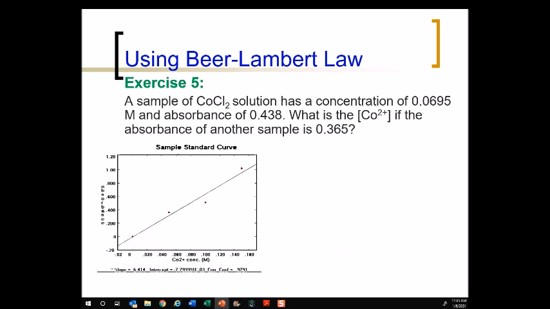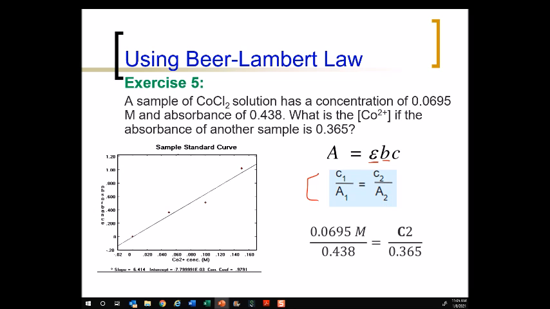Another thing they could do, this is the last problem, so I'm just going to try to get through it. If you know the concentration and you know the absorbance, they could give you a different absorbance and you have to figure out the concentration. And it's real easy actually, because all you have to do is realize that these two things are going to remain the same for both of the samples. So you can really just set it up like a ratio. So the concentration of one over its absorbance equals the concentration over the absorbance of the other one. And easily solve for the other concentration. So that's another way that they could be asking this question.